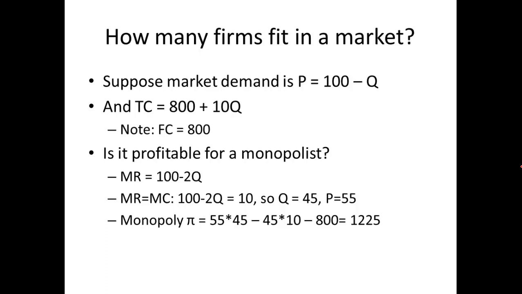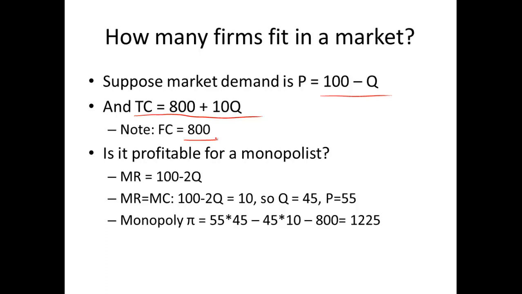Let's work through a specific example. Let's say that market demand is P equals 100 minus Q, which we've seen before. And now we'll say that the total costs at any particular firm are equal to 800 plus 10 times Q. Let's think for a second about what that cost structure means. It means there are fixed costs of 800 and marginal costs of 10 per unit.